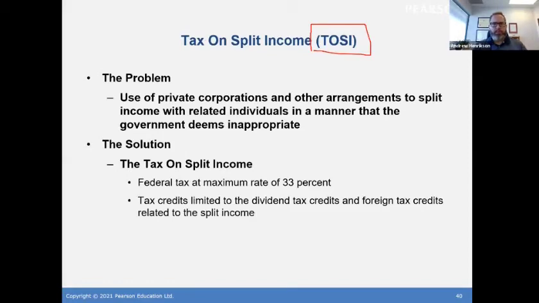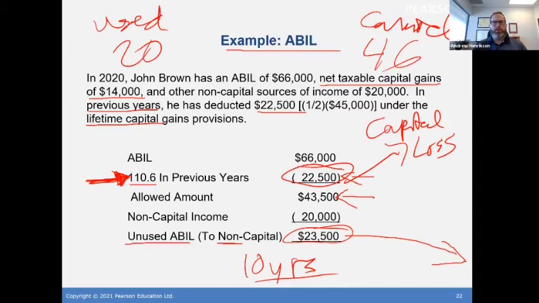Oh, there's one question here from Patrick. Where does the ABIL of 20,000 come from? So the 20,000 was our non-capital income. Let's just call it, for the sake of argument, employment income as an example. So this person's an employee and they got a T4, they have some employment income. The benefit about ABILs is you can claim them against that type of income. You don't have to hold them for capital gains.